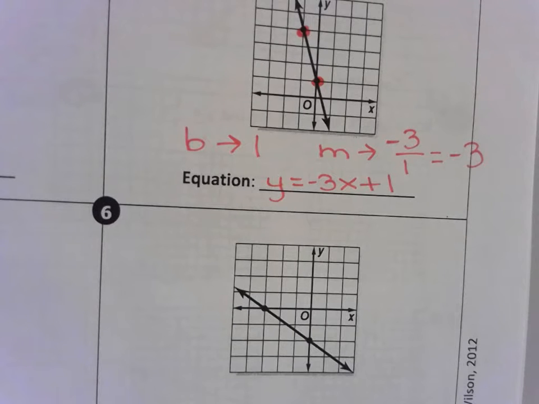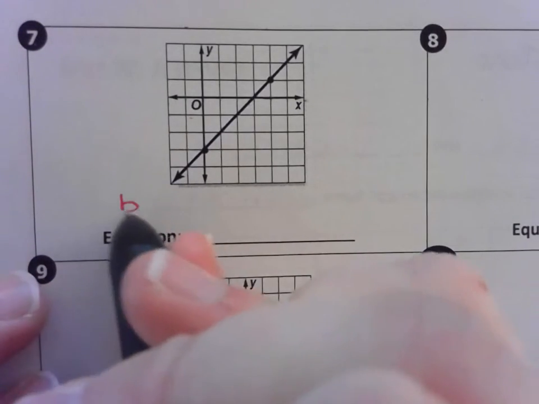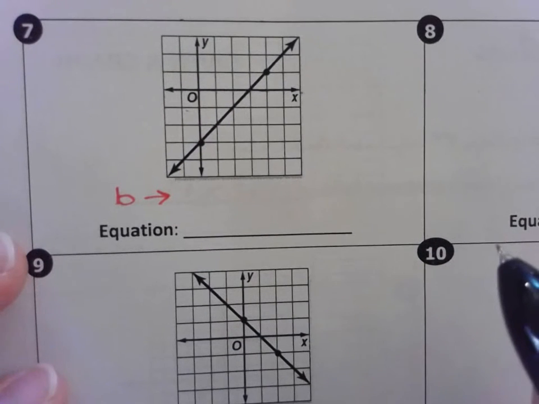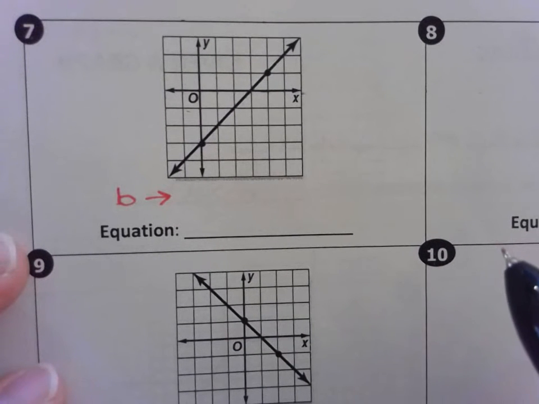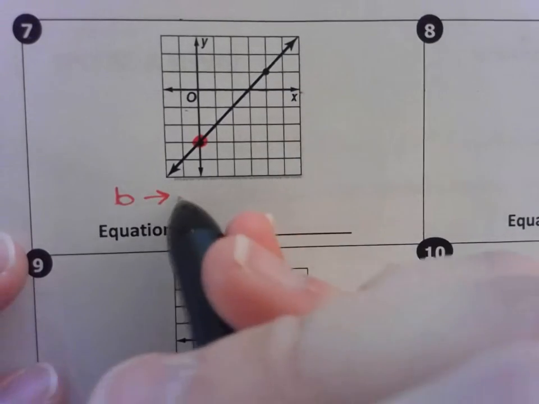Okay, let's look at one like 7. So flip it to the back. Let's look at 7 real quick. We'll do one more and then I'll let you start the homework. The y-intercept is usually easiest to find first. Where does this line cross the y-axis? Right there at negative 3. So my y-intercept is negative 3.